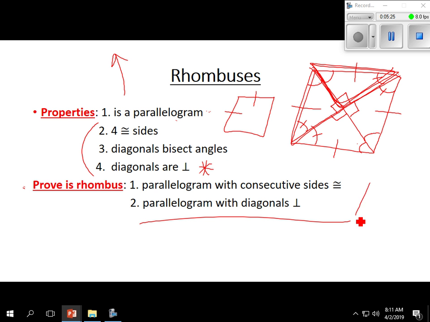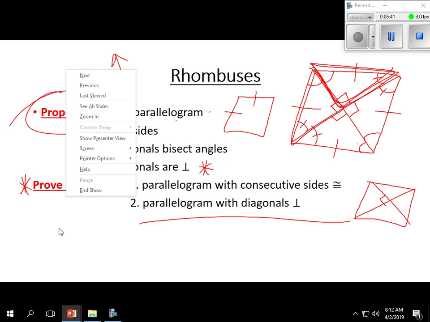And the second one, if I know that it's a parallelogram and the diagonals come together, if I could draw the diagonals, and they form a right angle, then it's got to be a rhombus. And again, as I go through this, we're not going to do a whole lot with the proving stuff. We're going to deal more with the properties.